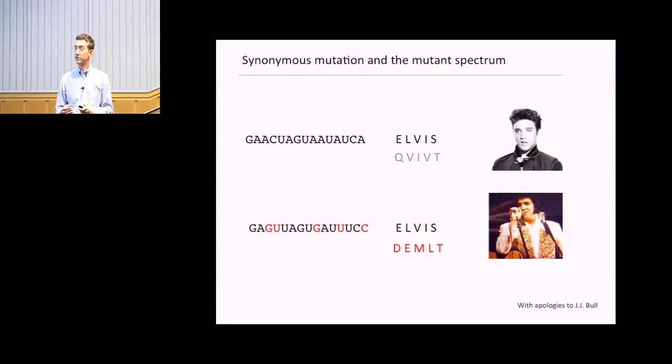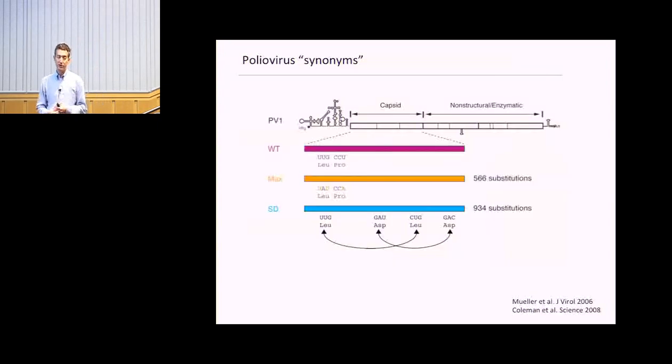So the idea was basically, can you generate viruses that have large-scale synonymous mutation across the genome? They start with the same amino acid sequence, but they start in different positions in sequence space and are going to mutate differently, and thereby create different populations.